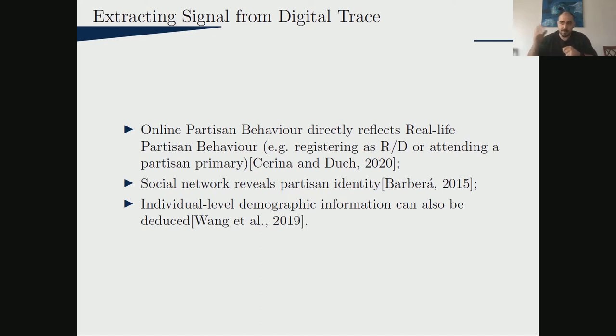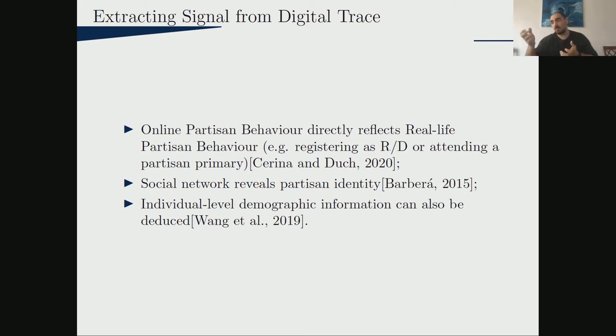So, for example, in a previous paper with Professor Dutch, we showed that individual level partisan behavior in real life converts to partisan behavior online. We showed that, for example, commenting positively on the Facebook profile of a politician in the United States correlated very strongly, 0.9 something, at the individual level, with attending a partisan primary, for example, or being a registered voter from the party of which the politician is.